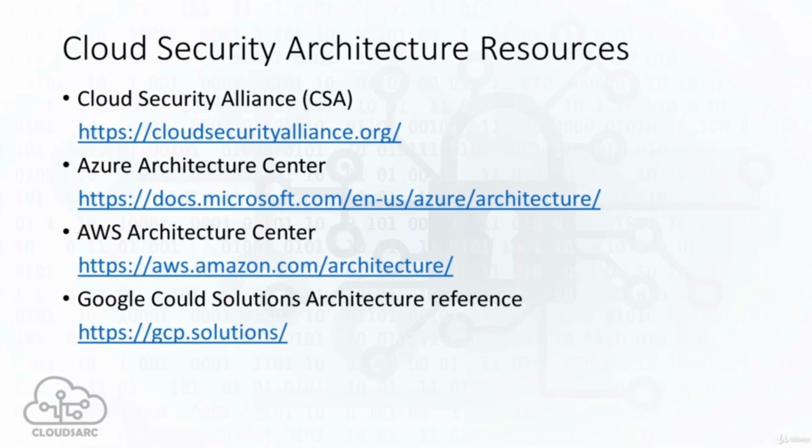Azure has its own architecture center where you can find numerous architecture examples to use in your own environment. Similarly, AWS offers examples, patterns, and best practices in their architecture center. Google offers a solution architecture reference where you can find reference architectures for infrastructure modernization, data management, app development, and smart analytics.